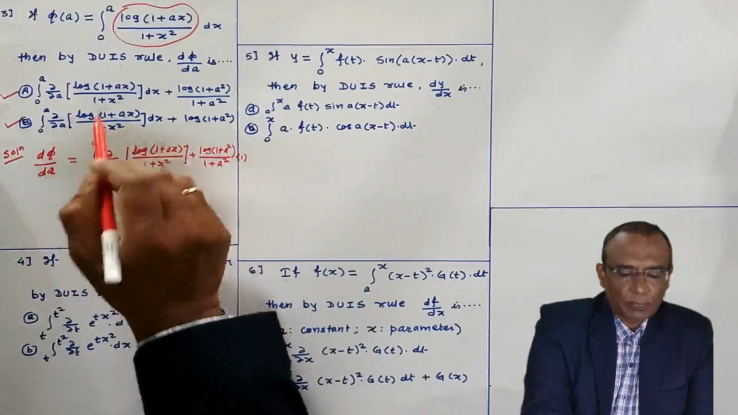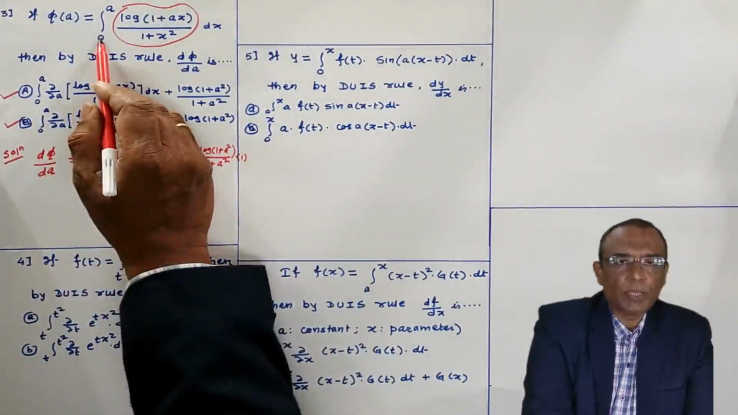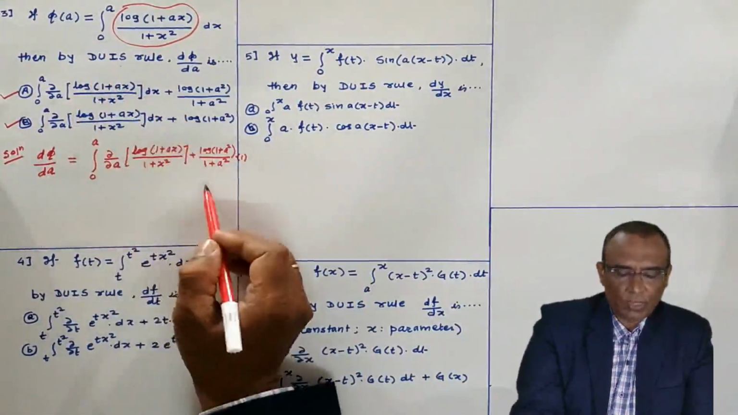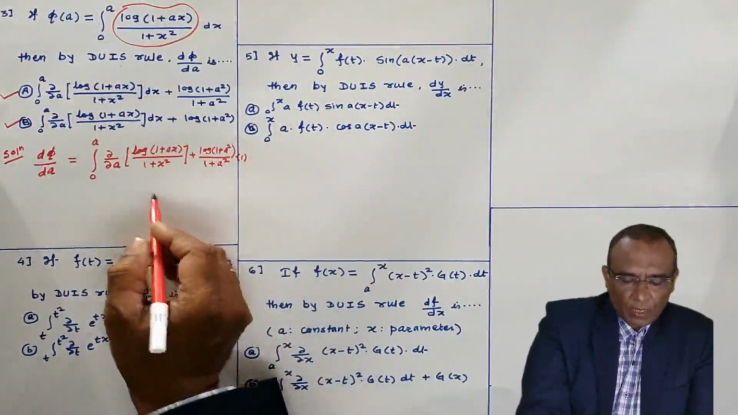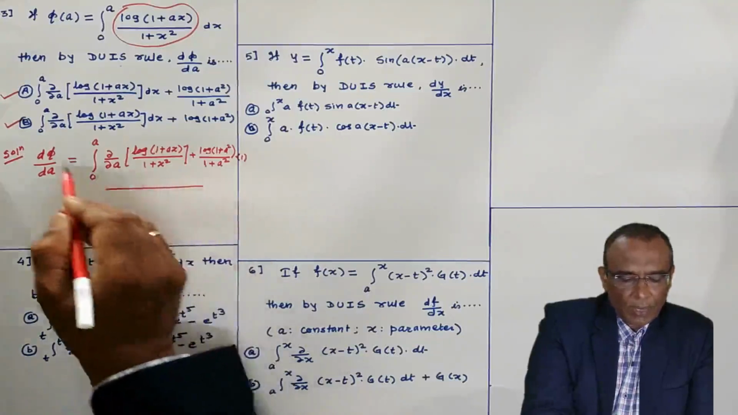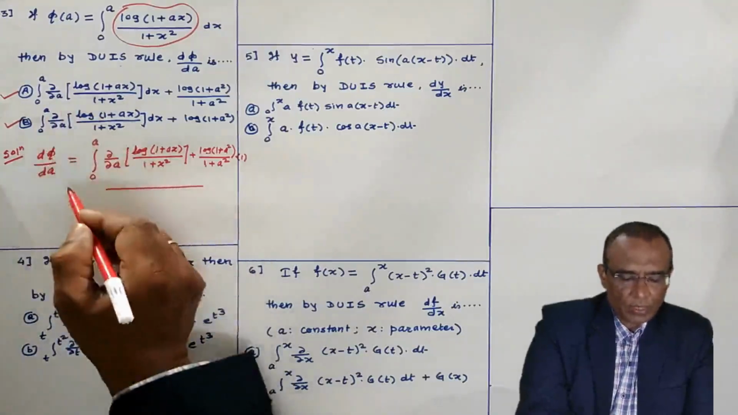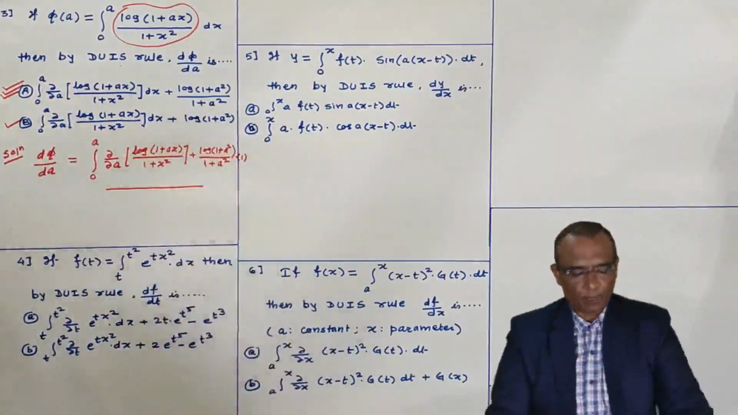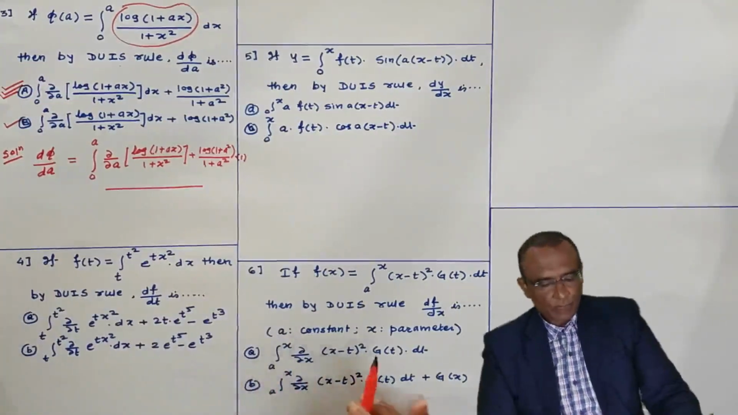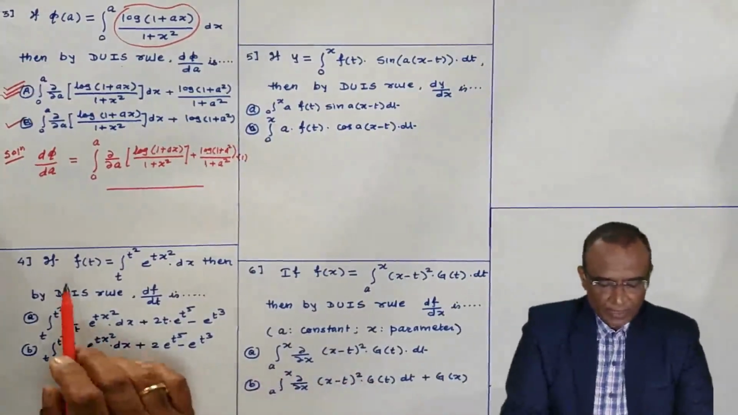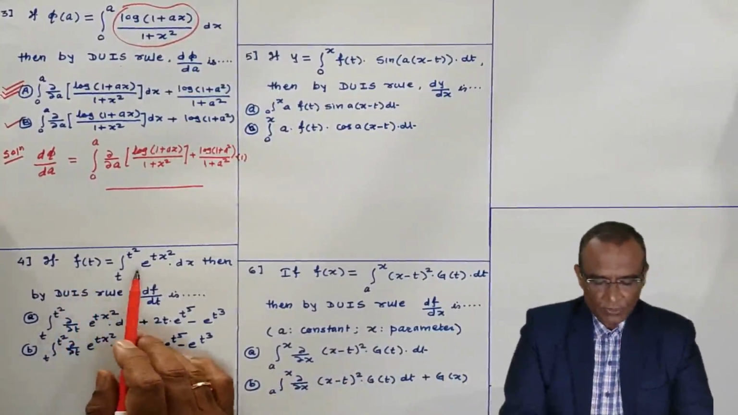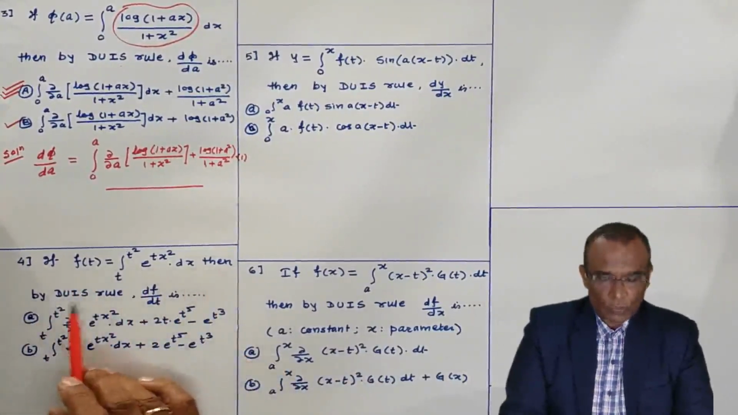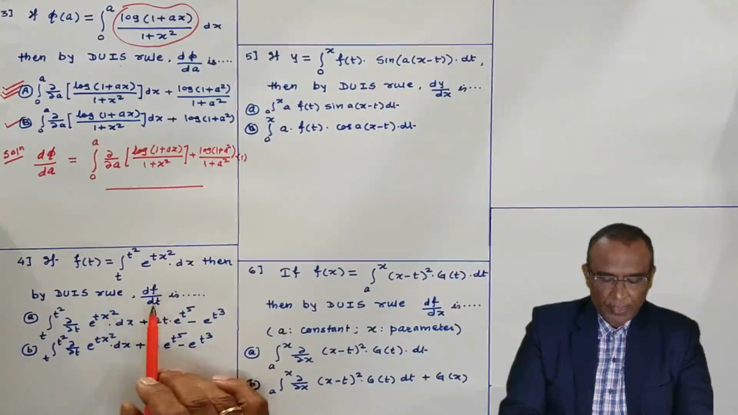And what about the third term? The third term will be 0 because the lower limit is 0. The derivative of 0 is 0. Therefore, the third term I am not writing. So this is del phi by del a, and what is given in the option, this is the correct option. Okay, this option is the correct option. Now similarly, here also, this function ft is given to you. Then by the Leibniz rule, df by dt I want.